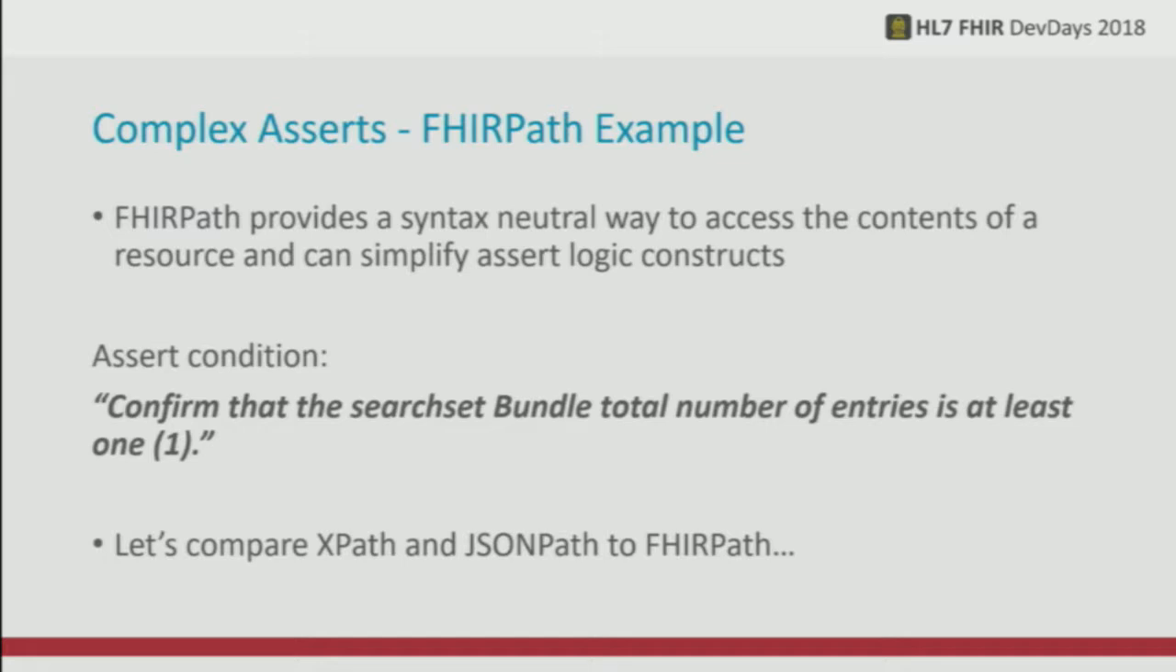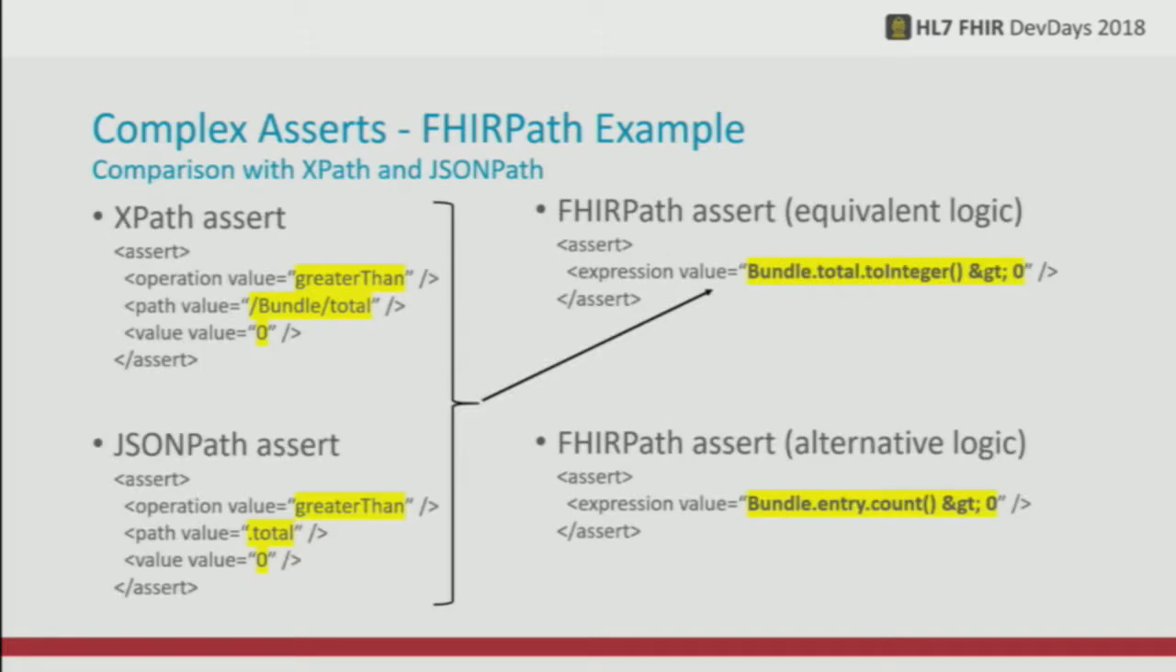So if we take a look at XPath versus JSONPath and then how we would represent that in FHIRPath, it's going to look something like this. So in the upper left corner, we can see an assert defined within our test script where I have an operation of greater than, an XPath to the bundle total element, and I'm going to do a literal value comparison against 0. So I'm expecting bundle total to be greater than 0. So that's how you read that assert. They're ordered that way because the XML structure requires that we order them according to the schema of XML.